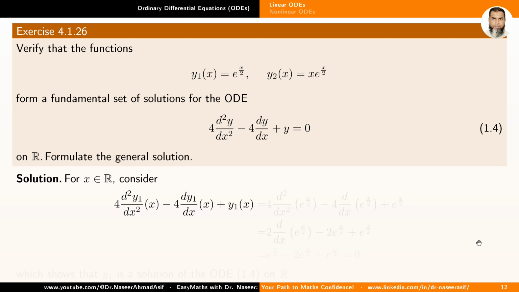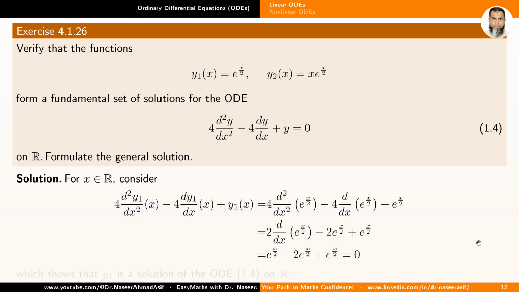For x in R, consider 4 d²y1/dx² of x minus 4 dy1/dx of x plus y1 of x, which is equal to 4 d²/dx² of e^(x/2) minus 4 d/dx of e^(x/2) plus e^(x/2). This equals 2 d/dx of e^(x/2) minus 2 e^(x/2) plus e^(x/2), which equals e^(x/2) minus 2 e^(x/2) plus e^(x/2), which is equal to 0. This shows that y1 is a solution of the ODE on R.